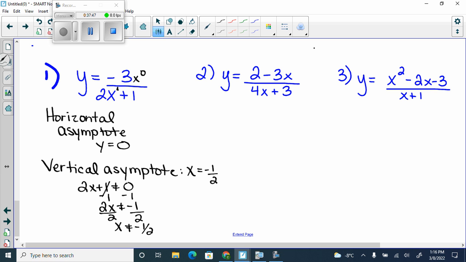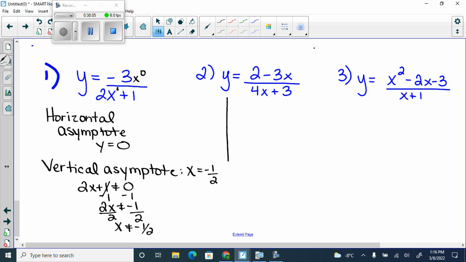Now what would I do with my domain and my range? It would be just like yesterday. Domain, x such that x can't equal negative a half, x is a real number. Range, y such that y can't equal 0, y is a real number. Right? Nothing crazy. If you can get the asymptotes and the points of discontinuity, your domain and range are really easy. They're just not equal to them.